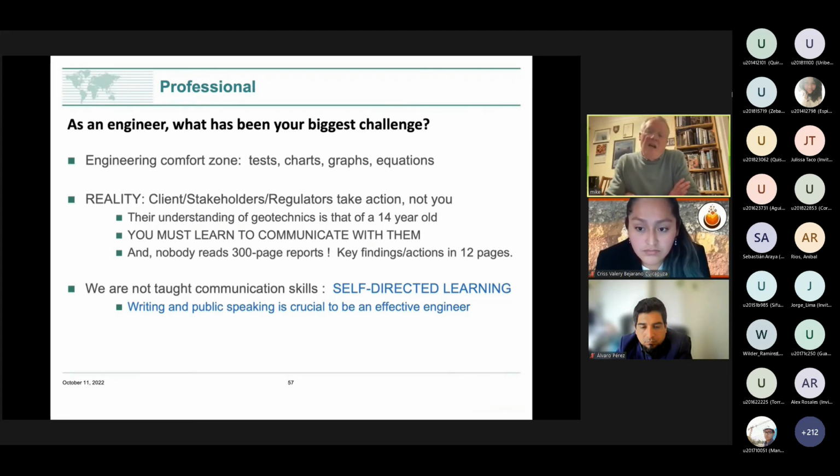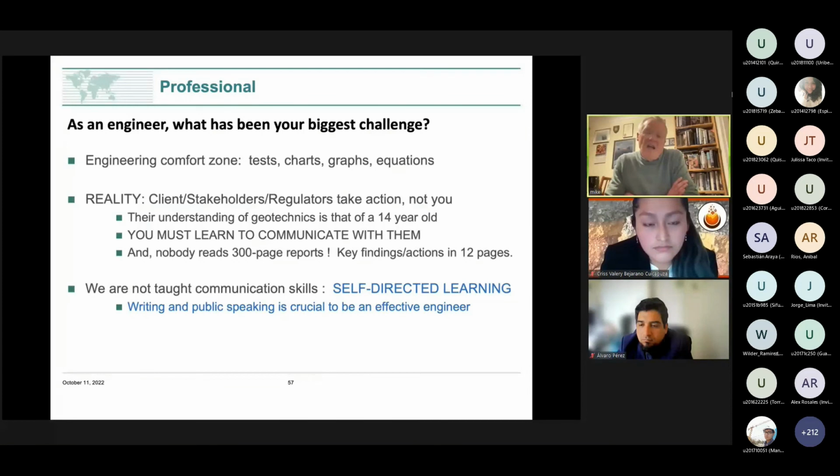And the biggest problem for us as engineers is that on our university courses, we're not taught communication skills. We do courses in stress analysis, we do courses in hydraulics, we do courses in structural deformations. We're not taught to communicate. So as you develop in your career, you need to get into self-directed learning of how to communicate, because it's a huge gap in our education. And that was the biggest thing for me.